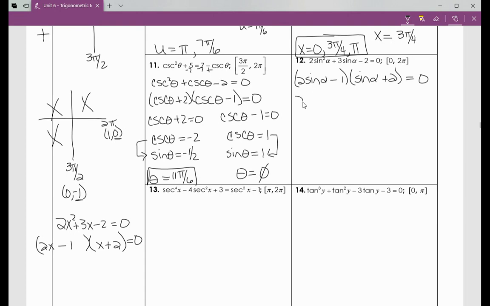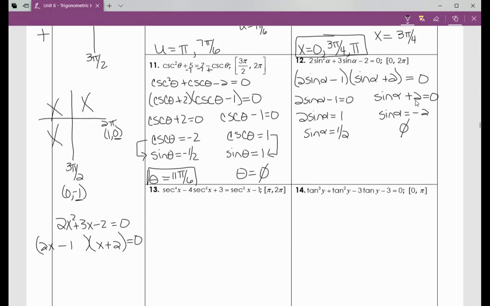So I'm going to take my 2 sine alpha factor, set it equal to 0. My sine alpha plus 2 factor, set it equal to 0. Here I have 2 sine alpha equals 1. So I need to find where sine alpha is positive 1/2. Here, sine alpha equals negative 2.